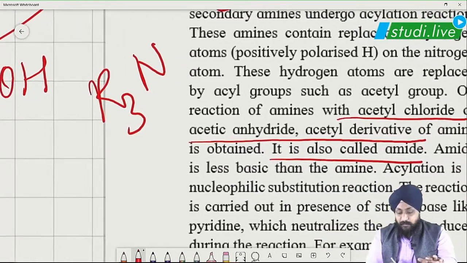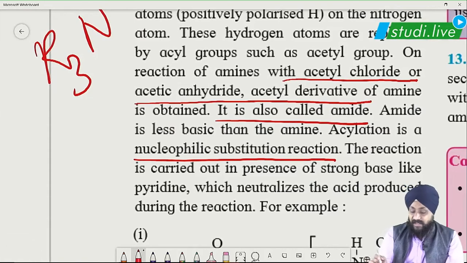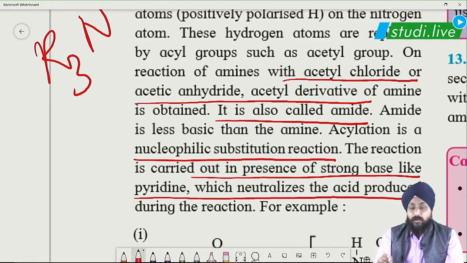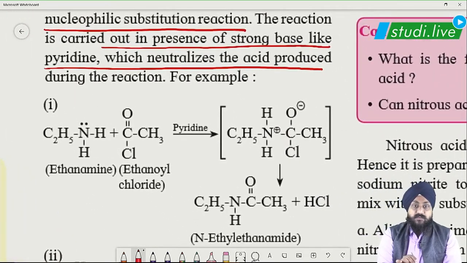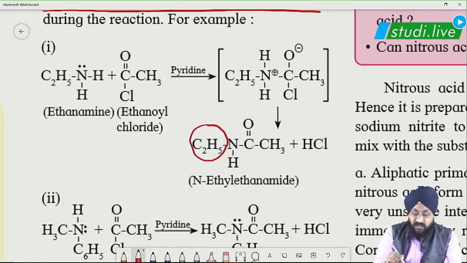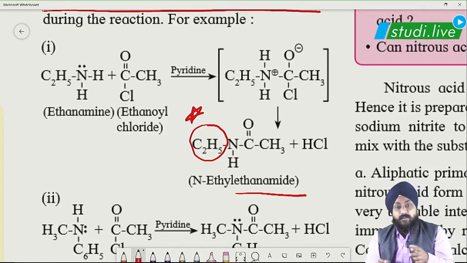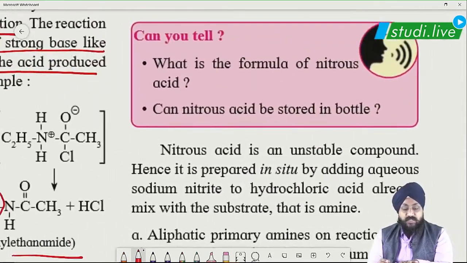So you say it is less basic, and this reaction is going to be what? It is a nucleophilic substitution reaction. It is carried out in the presence of a base like what? Pyridine. Why? To neutralize what? The acid byproduct over here. Yes students, here ethylamine is reacting with ethanoyl chloride to give you something called N-ethyl ethanamide. See, this is N-ethyl, okay, N-ethyl, and then there is going to be your ethanamide. Yes students, this is going to be about your acetylation of amine.